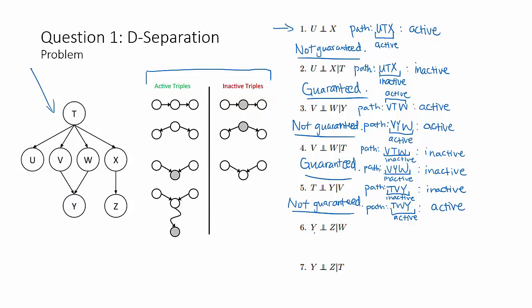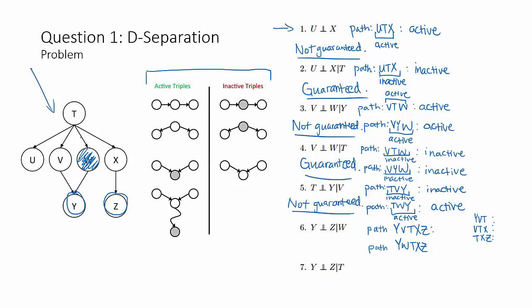For the sixth query, we're asked, are Y and Z conditionally independent given W? So let's first shade our evidence variable W, and then let's look at all the undirected acyclic paths between Y and Z. There are two paths we need to consider. The first path, let's say it's Y, V, T, X, Z, and the second path we have Y, W, T, X, Z. On the first path, there are three triples, YVT, VTX, and TXZ.